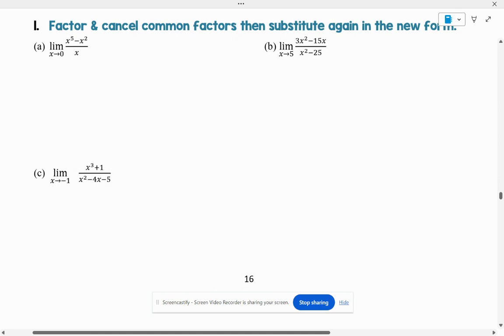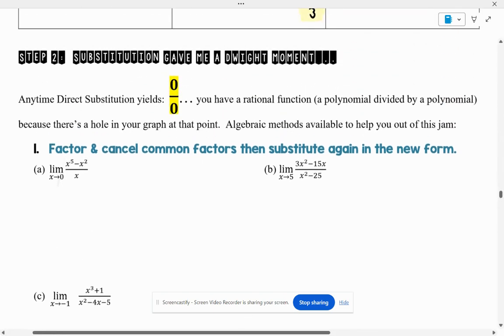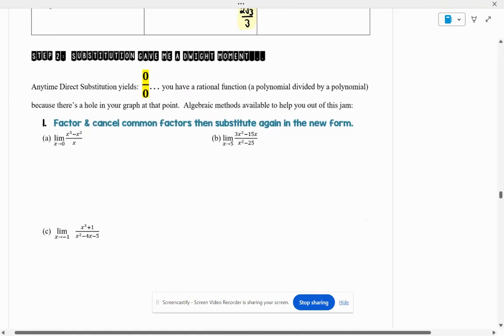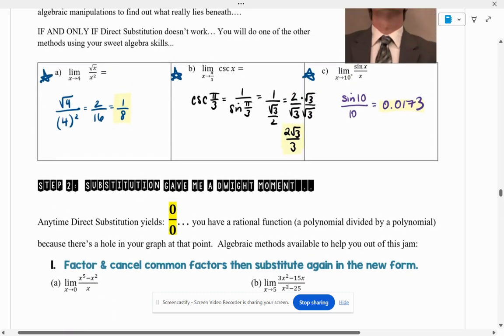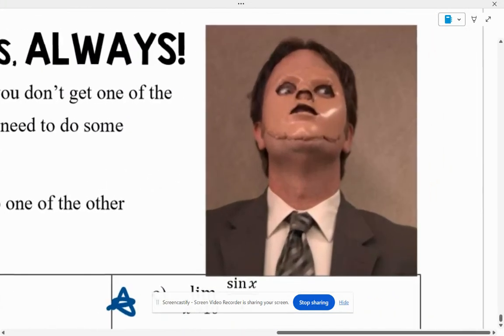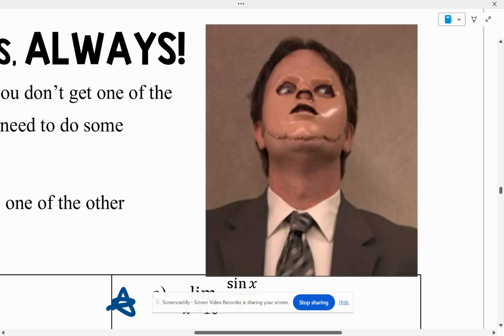Okay. Let's look at A, B, and C. In this part, I used to call it a Dwight moment, right? When you get 0 over 0. It comes from The Office, when Dwight rips off a CPR dummy's face and puts it over his face. Does anyone in here watch The Office? Yes. Oh, okay.